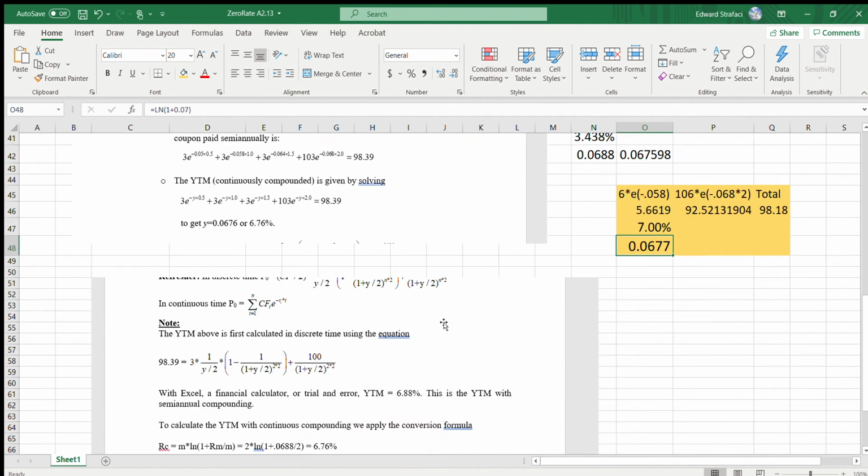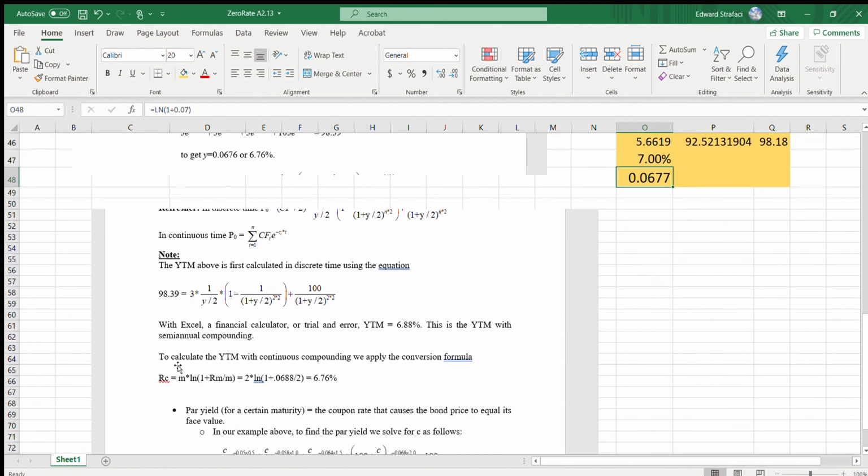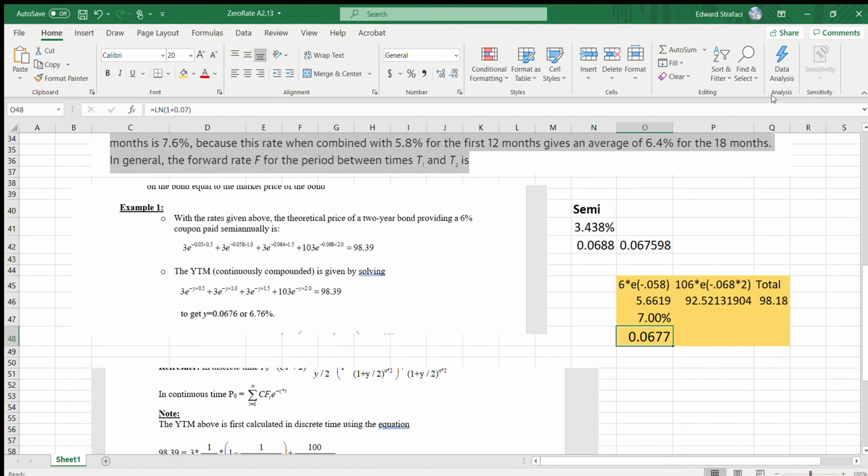So remember this conversion formula is going to be the periods times the log of 1 plus the rate divided by the number of periods. Okay, so if you have annual payments, well then you just have to take the log of 1 plus the rate. If you have semi-annual payments, you're going to have to multiply by 2 and then divide that rate by 2. Okay, thank you.